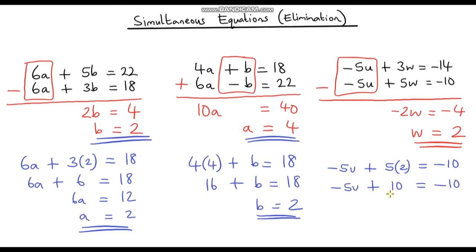Now if we subtract 10 from both sides, we're left with negative 5u is equal to negative 20. Now if we divide both sides by negative 5, we get u is equal to 4. So our solution is w equals 2 and u equals 4.